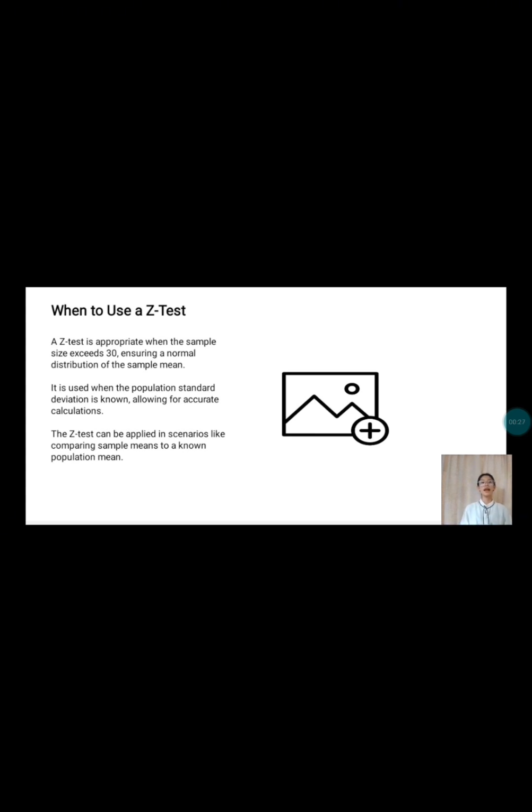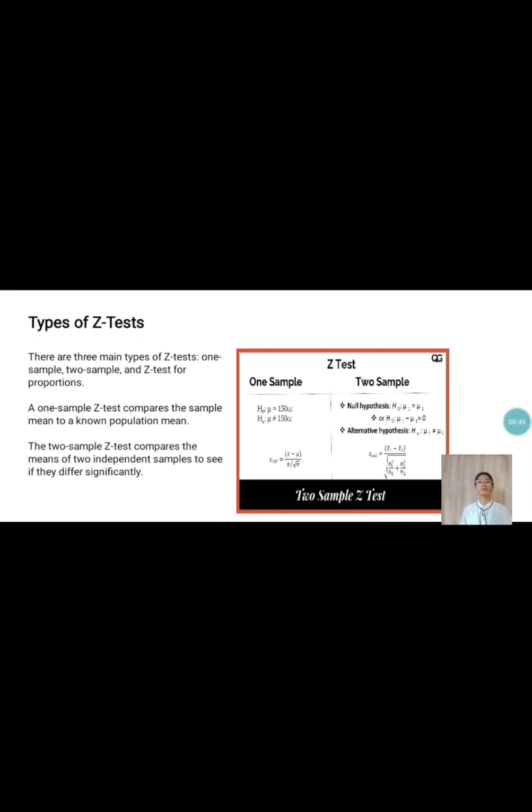When to use a z-test? A z-test is appropriate when the sample size exceeds 30, ensuring a normal distribution of the sample mean. It is used when the population standard deviation is known, allowing for accurate calculation. The z-test can be applied in scenarios like comparing a sample mean to a known population mean.